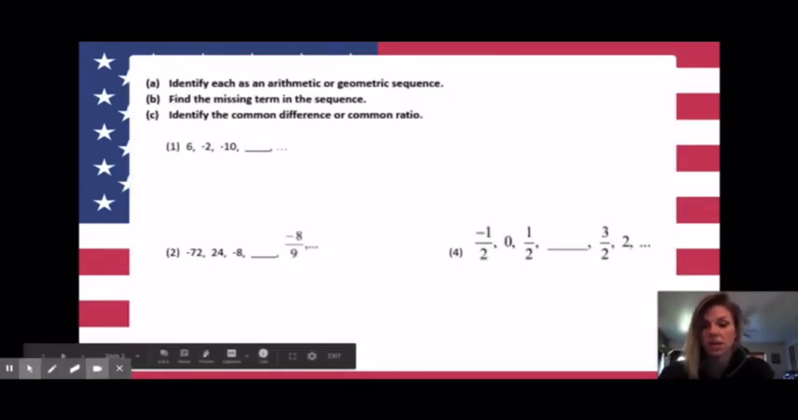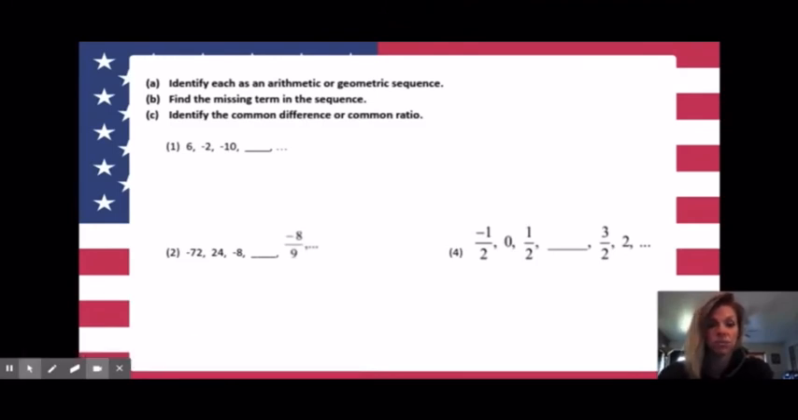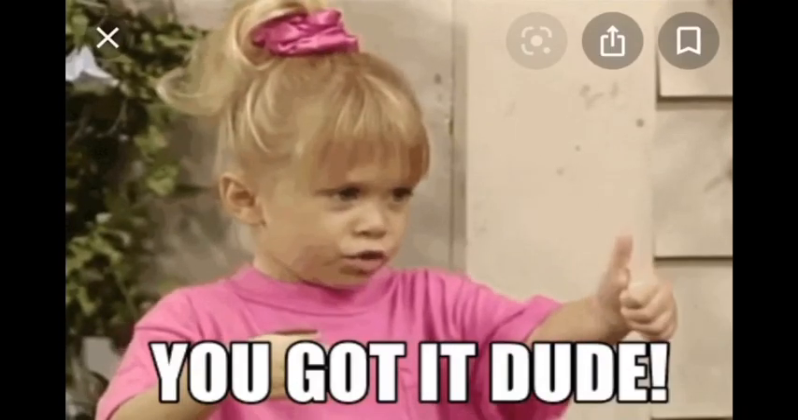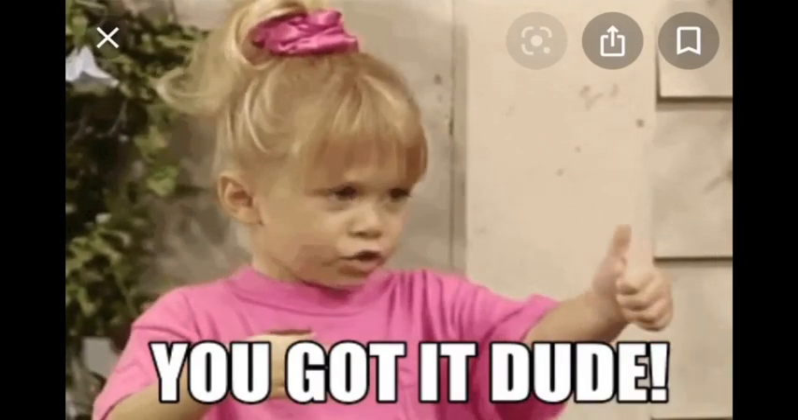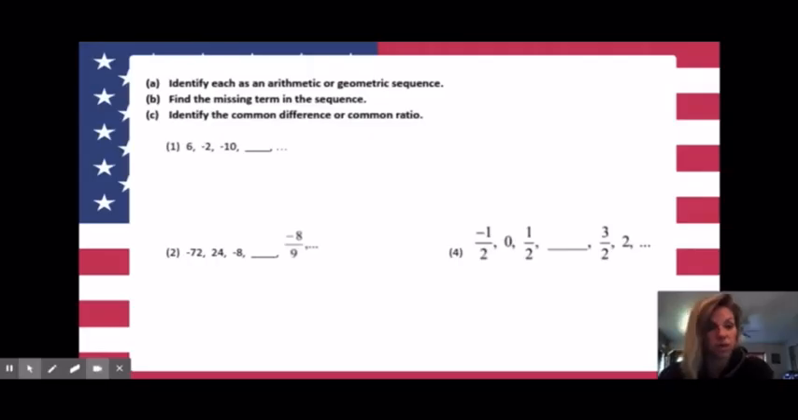On this page here, we're just going to identify each sequence as arithmetic or geometric, so we're just going to put an A or a G. We're going to find the missing term and then identify the common difference. So if it's arithmetic, we're going to say D equals whatever pattern it is. If it's geometric, we're going to say R equals this number, whatever pattern that is by multiplication. So here's what I do.